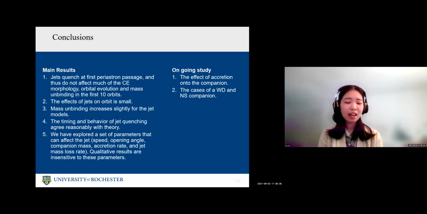I have very little knowledge about magnetic launching. So here in our model, we just assume there is some subgrid mechanism to power the jet.